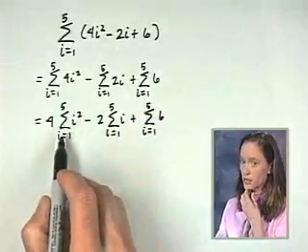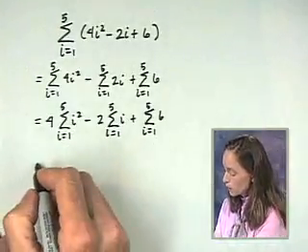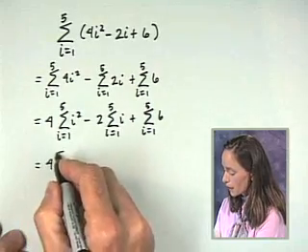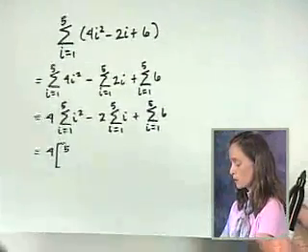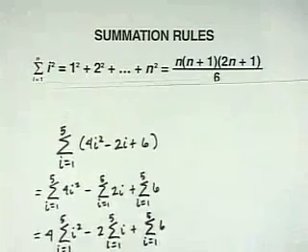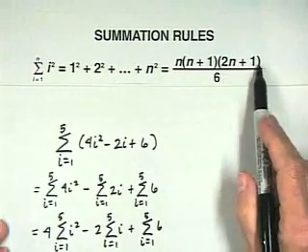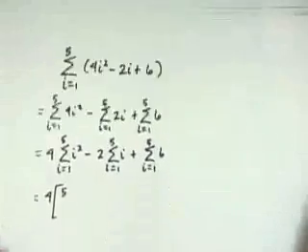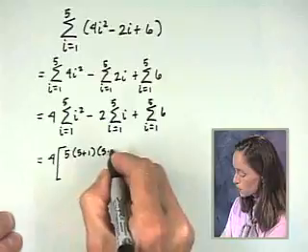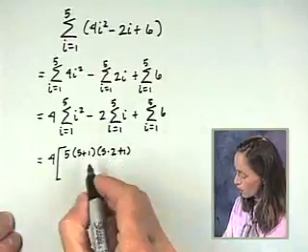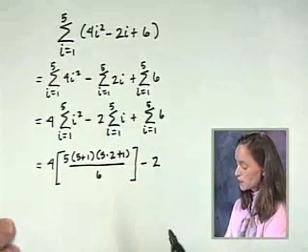Now I had a summation rule that said if I summed i squared, what I could do is take the upper index as follows. I can take 5. Let's look back at the rule so you know what I'm doing. The rule says if you sum i squared, take n times n plus 1 times 2n plus 1 over 6. So in this case, 5 times 5 plus 1 times 5 times 2 plus 1, all of that over 6, minus 2. Now we need to sum i.